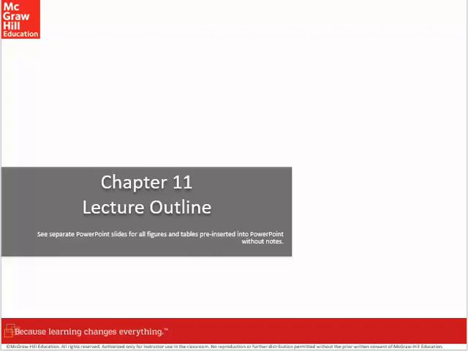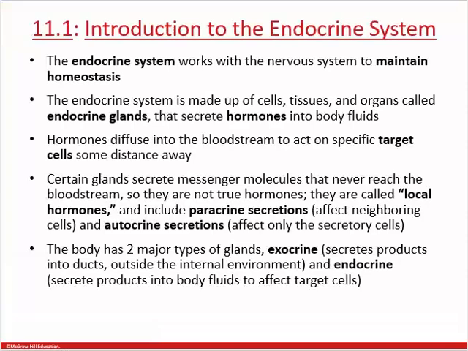This video is on Chapter 11, the endocrine system. The endocrine system and the nervous system are the two systems that control the body. They're responsible for homeostasis. Now, the nervous system does it through a series of nerves, like we've talked about, neurons, excitable cells, that signal other cells to do certain things.